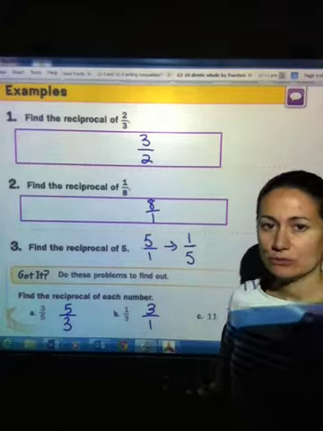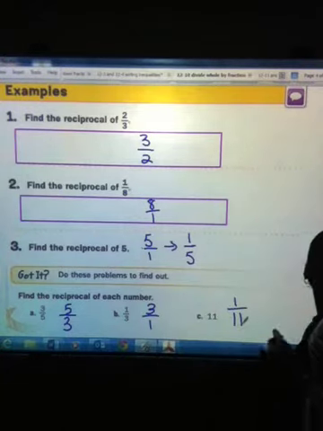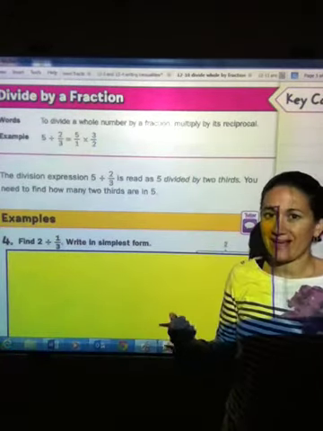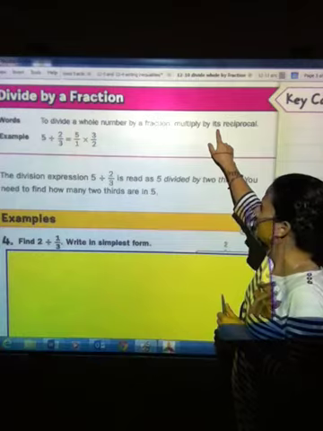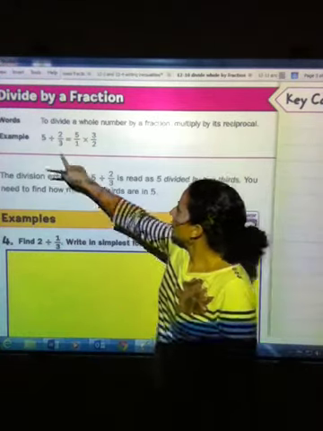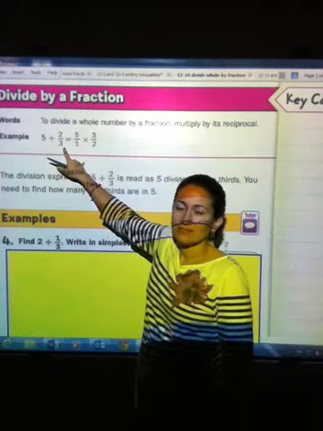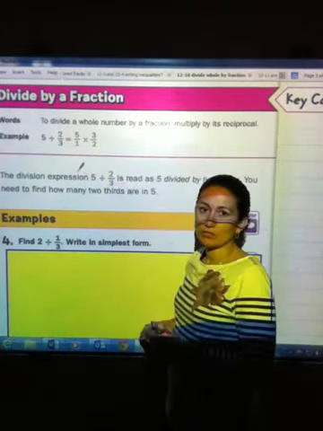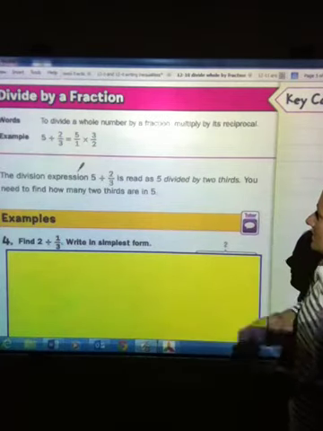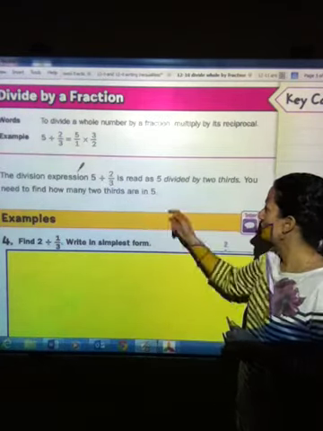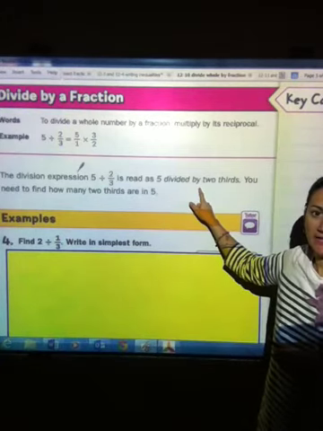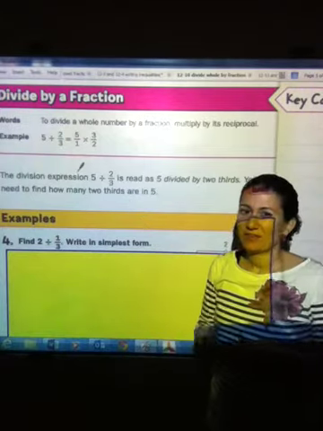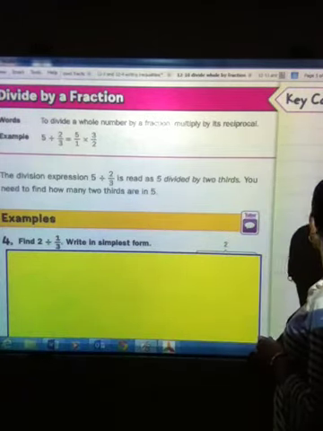Let's see now how we use reciprocal to actually divide a whole number by a fraction. To divide a whole number by a fraction, again, you multiply it by its reciprocal. So 5 divided by 2/3 is actually 5 over 1 times 3 over 2. The division expression 5 divided by 2/3 is read as 5 divided by 2/3. You need to find how many 2/3 are in 5. Let's look at an example together then.